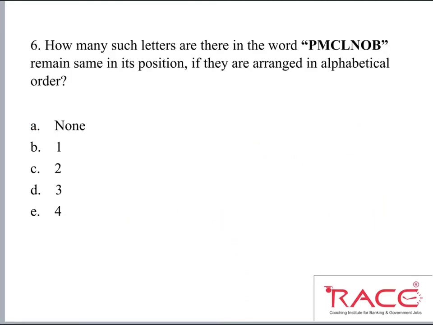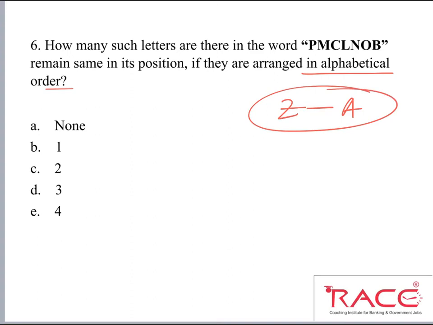In this example, this is also quite an important question, and in the pre-exam you will see this type of question. What they are asking is how many letters in the given word remain in the same position if we arrange them in alphabet order. Here I want to tell you one more thing: in some cases they can ask you for reverse alphabet order. Reverse alphabet order means from Z to A, and alphabetical order is A to Z.